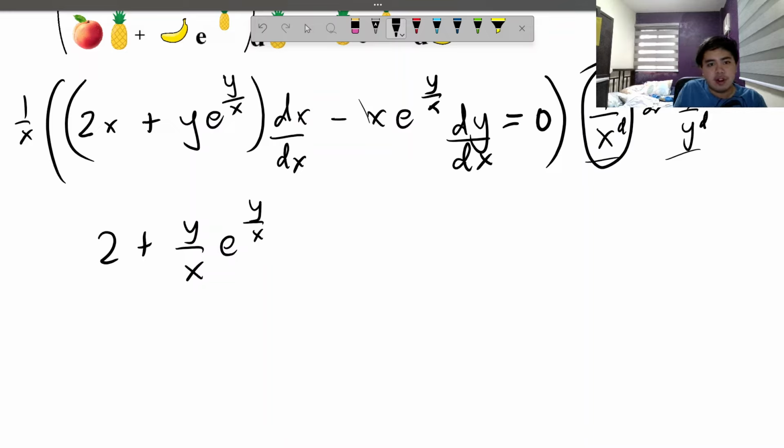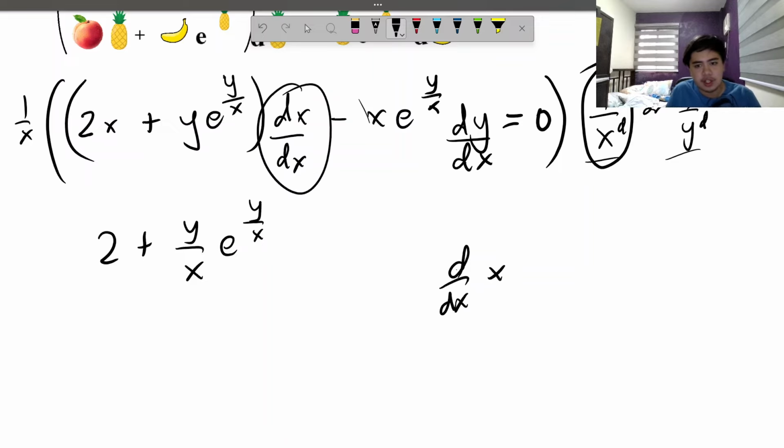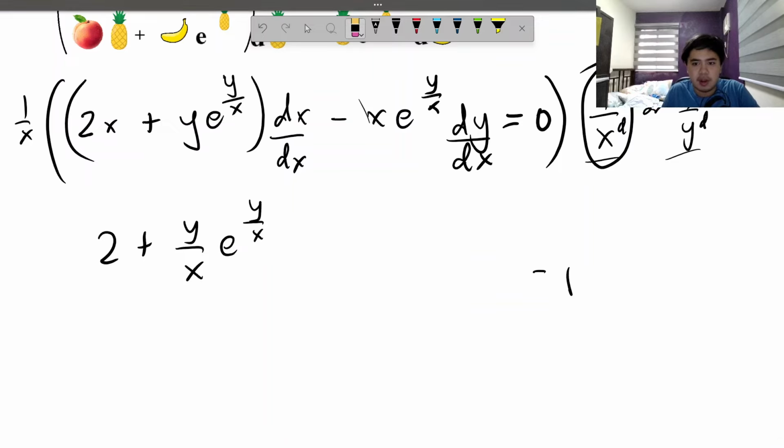The derivative of x, which is what we're seeing here, is just 1, so we can replace that with 1. And dy over dx is y prime, as we all know. So this is the first part.